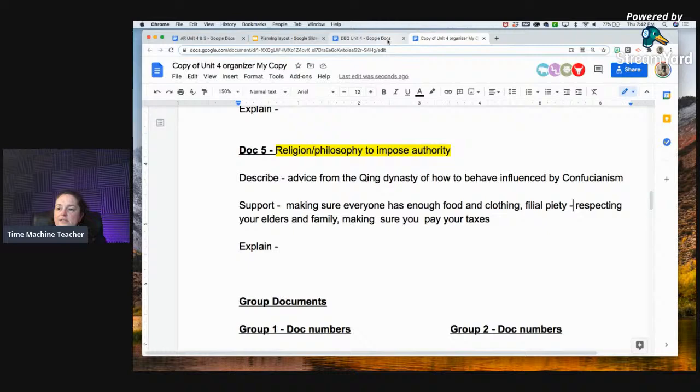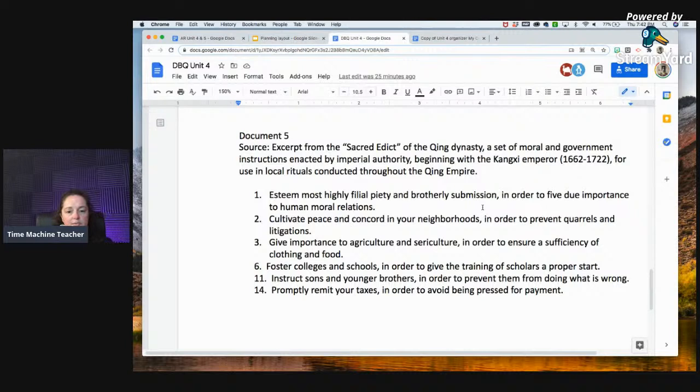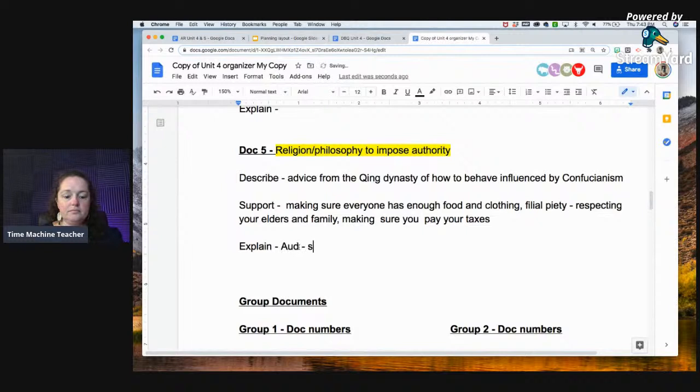It's a sacred edict. It's an excerpt from the sacred edict. And it was from the emperor. It was local rituals for the Qing Empire. So we could definitely do audience because we know the audience are going to be the subjects of the Qing. And it's written from the sacred edicts. Yes, for followers of Confucian, that's true. So the subjects of the Qing who are followers, they're going to respect this, right?